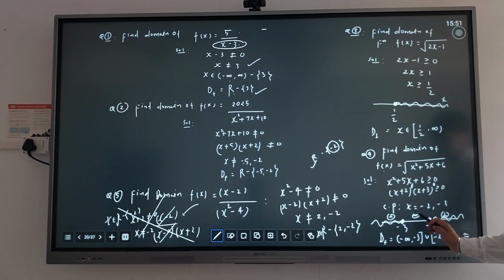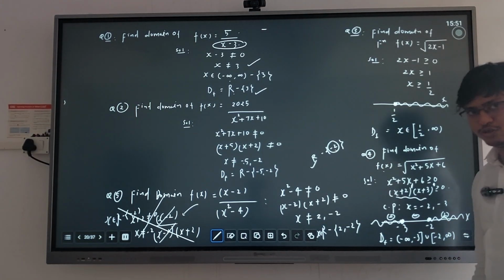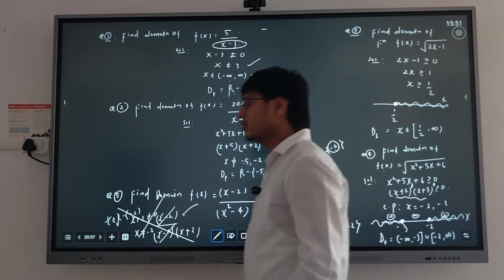So the sign will change from negative to positive, and what region is required? The expression must be positive. This region is positive, so we shade this region. The equality holds, that means the critical points are also included. The region can be written as the value of x from minus infinity to minus 3 closed, union minus 2 closed to infinity. So in this way we can find the domain of the question.